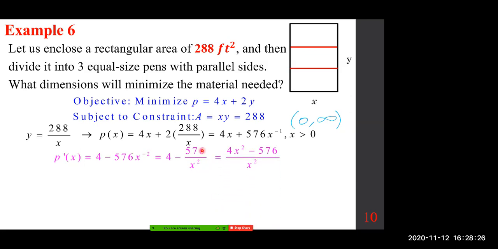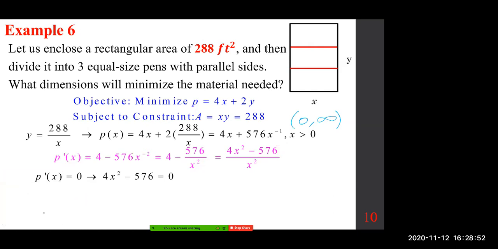Now, what are the critical points? The critical points are what makes the top and the bottom 0. If you set the top equal to 0 and solve, we will do it in a moment, we'll see the answer. The bottom gives you 0, and 0 is not in here. So you set the top equal to 0 and you solve. And so what happens?